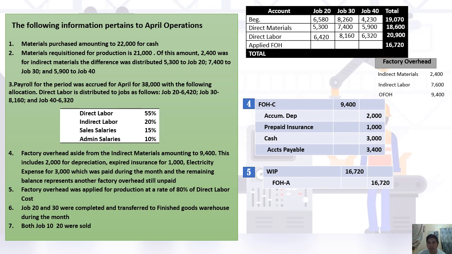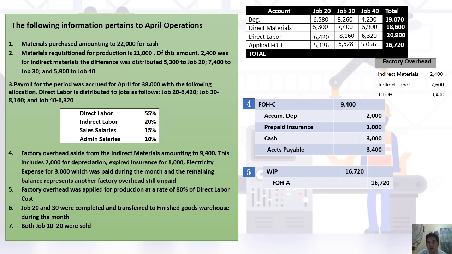Ang mapupunta kay 20 ay 5,136. Ang mapupunta naman kay job 30 ay 6,528. Nakuha yun, 8,160 times 80%. For job 40 naman, 6,320 times 80%, ang malalabas nun ay 5,056 pesos.